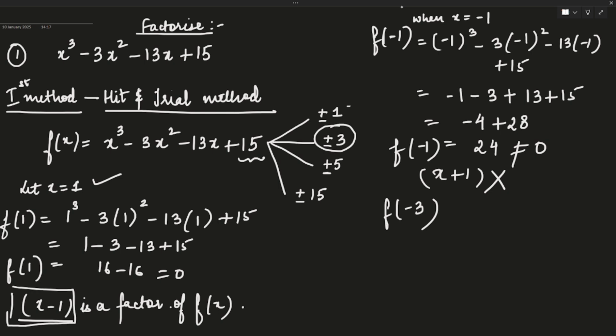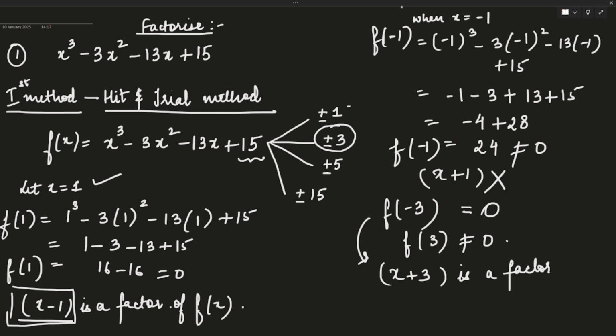So when you put minus 3 in this expression, f of minus 3 will come out to be 0 and f of 3 will not be equal to 0. So when f of minus 3 is equal to 0, we can conclude that x plus 3 is a factor of f(x) by the factor theorem. So this is our second factor.